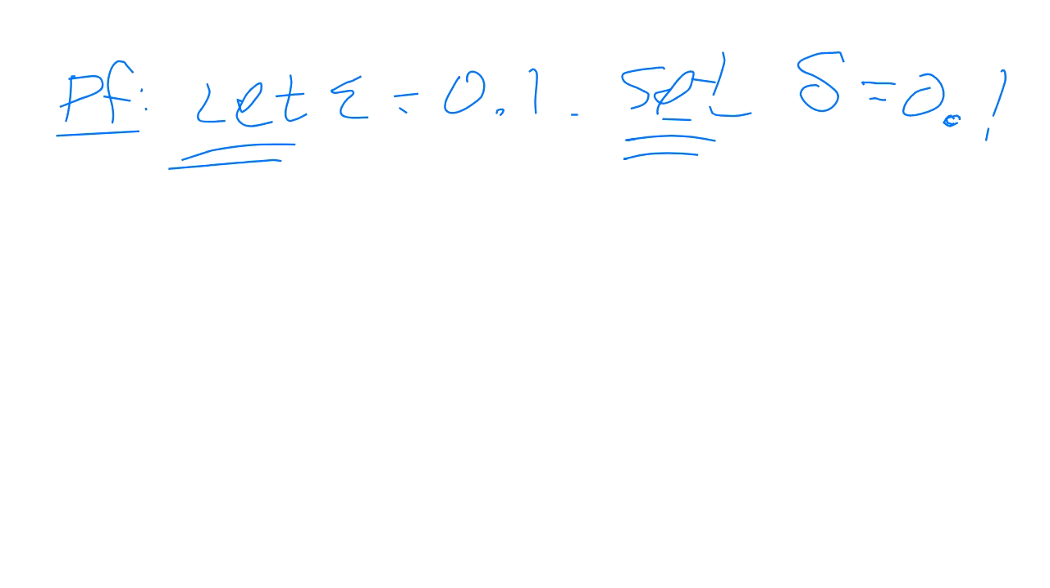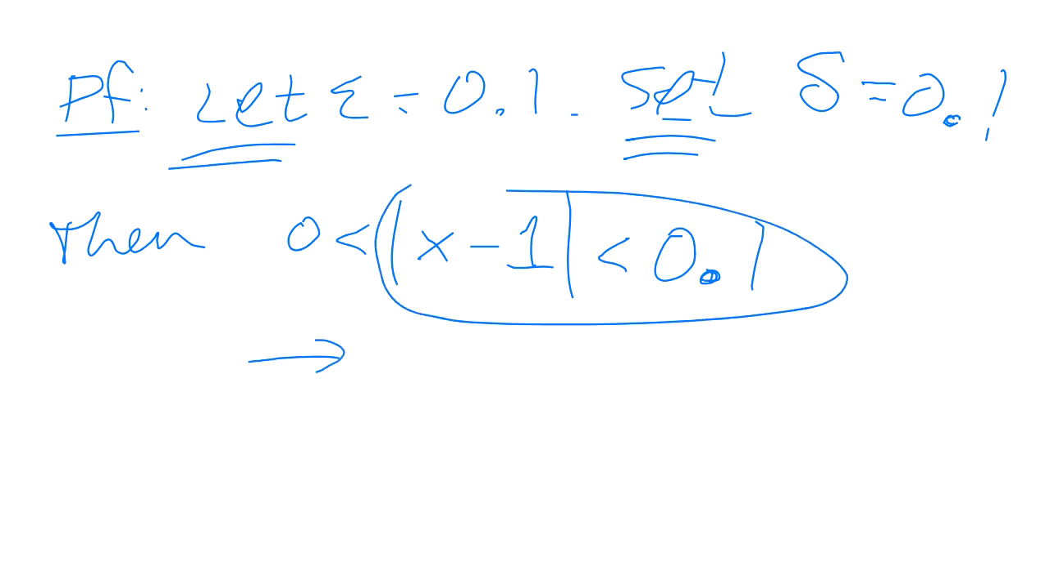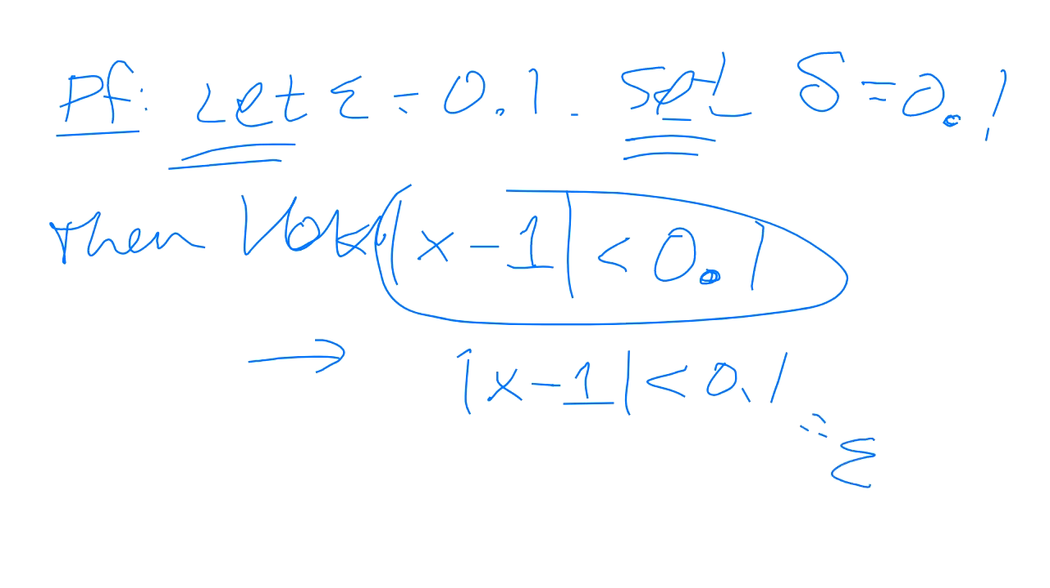Then 0 is less than the absolute value of x minus a, a was 1, is less than delta, which we said is going to be 0.1. This implies, and I can just look at the right side, I don't really need the left side here, that the absolute value of x minus 1 is less than 0.1. This is epsilon, so we're good.